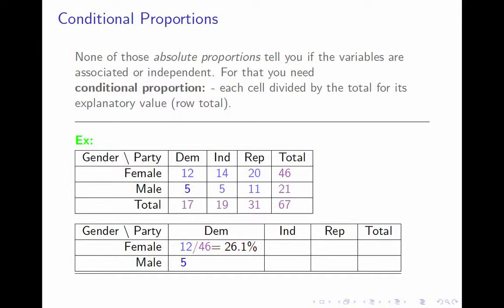Okay? By the same token, if we take the 5 Democratic men and divide by the 21 men, we find that 23.8% of men are Democrats. If we take the 14 women independents, divide by the 46 total women, we get 30.4%. If we take the 20 female Republicans and divide by the total 46, we get 43.5%. Why don't you pause the video and fill in the last 2 holes? Should be straightforward.